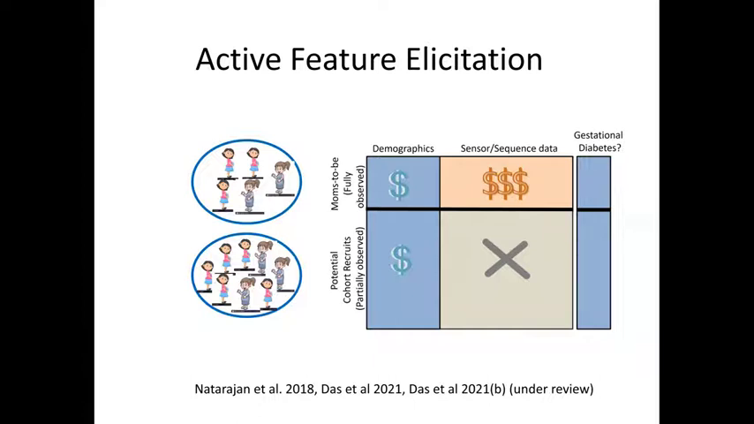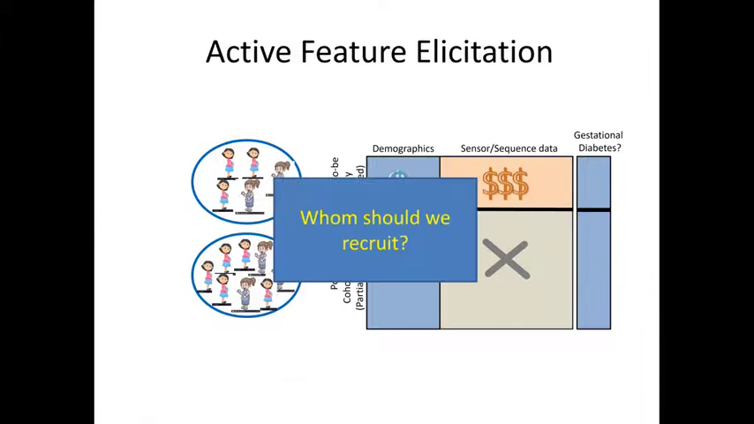So to recruit more people, we sent out a questionnaire in Indiana University, and a whole bunch of people applied at the same time, for whom we have the demographics information, and we know whether they have gestational diabetes or not, according to their clinician. The key question that we asked was, should we collect the sensor sequence data for all of them? The problem was that because we had a whole bunch of people and a limited budget, we had to identify the most informative women on whom collecting the sensor or sequence data would help us build a robust model. So the key question was, whom should we recruit?